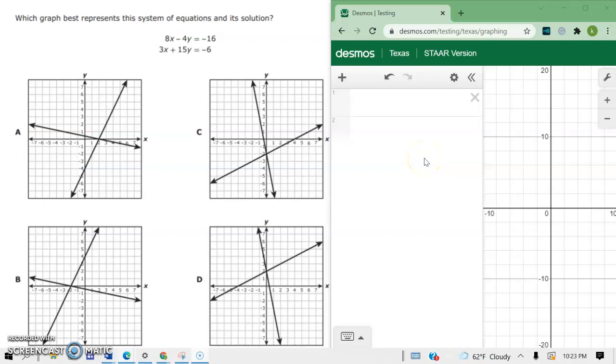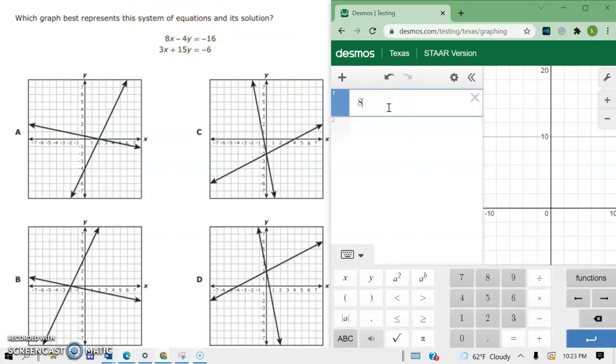And this one says, which graph best represents the system of equations and its solution? So basically you look at the two equations they're giving you. We have the first one here. Let's type it out: 8x minus 4y equals negative 16. It gives you an exclamation mark, meaning that these kinds of equations are disabled in decimals.